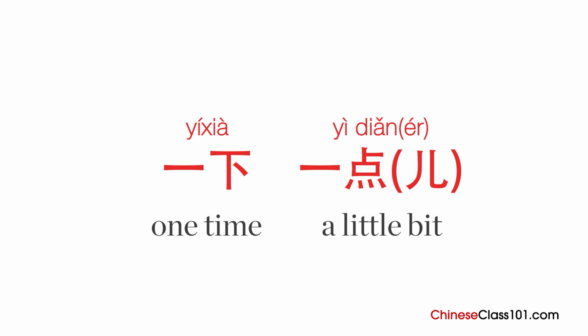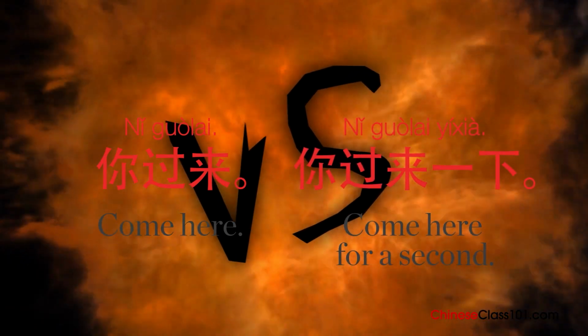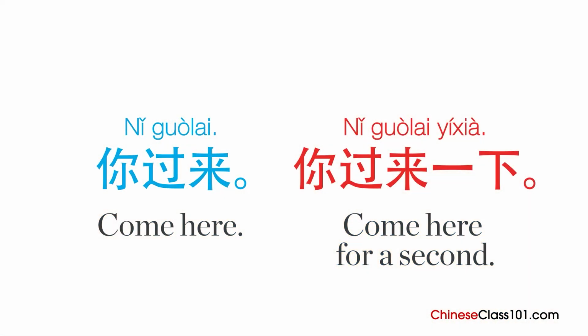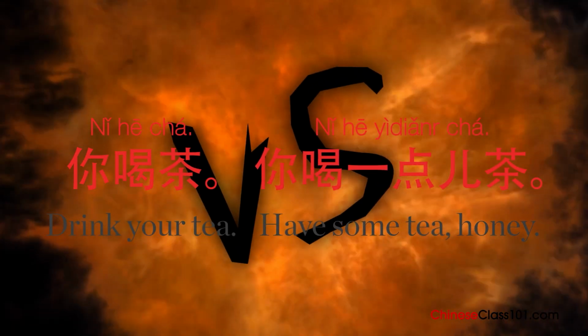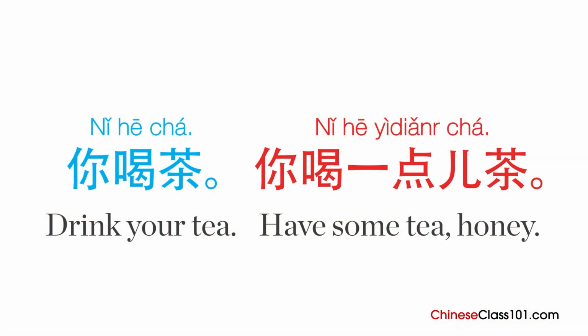Let's compare some sentences with and without 一下 and 一点. 你过来 versus 你过来一下. The first sentence sounds like an order, come here. The second one sounds more like a polite request, come here for a second. 你喝茶 versus 你喝一点茶. The first one sounds like a parent commanding you, drink your tea. The second one, on the other hand, is more loving, like saying, have some tea, honey.